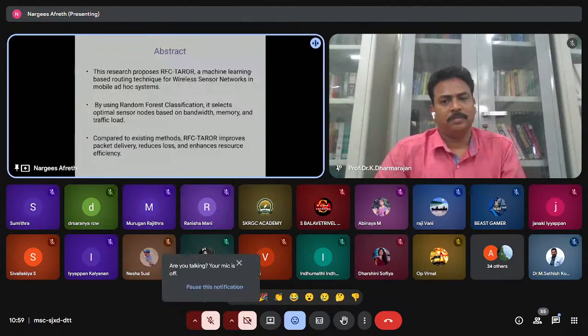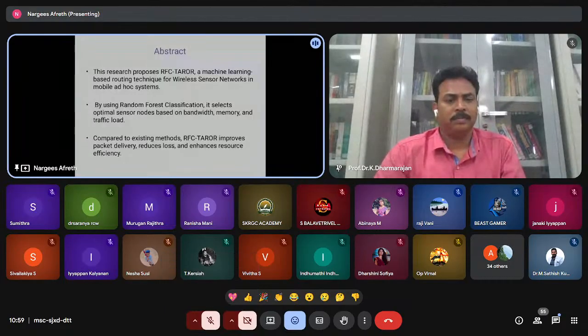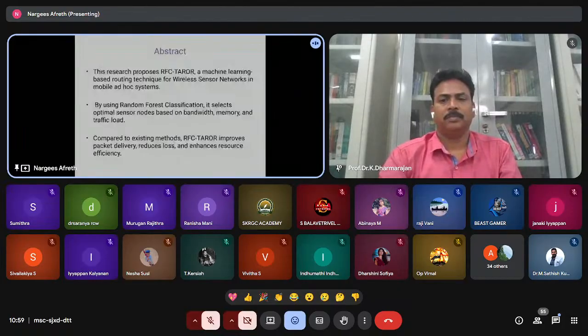A mobile ad hoc system is often called a mobile ad hoc network. It is a type of wireless sensor network where devices communicate directly with each other without the need of any infrastructure. The main objective of our research is to design an energy-efficient and traffic-aware routing technique for wireless sensor networks, specifically in mobile ad hoc network systems. We are using random forest classification for it.